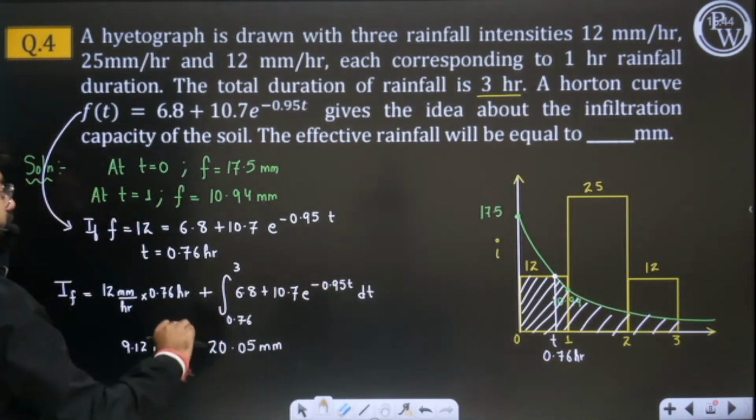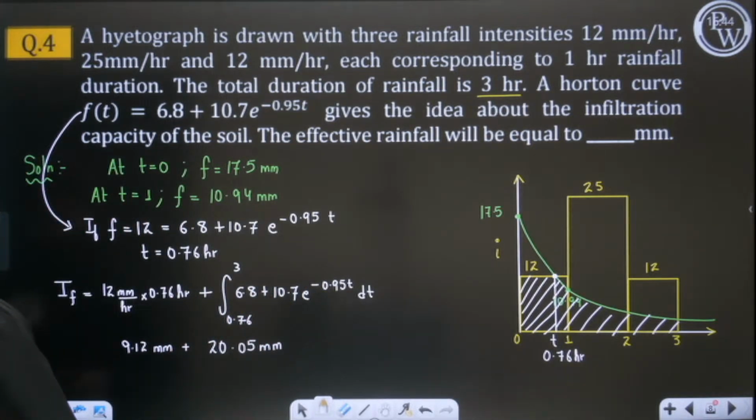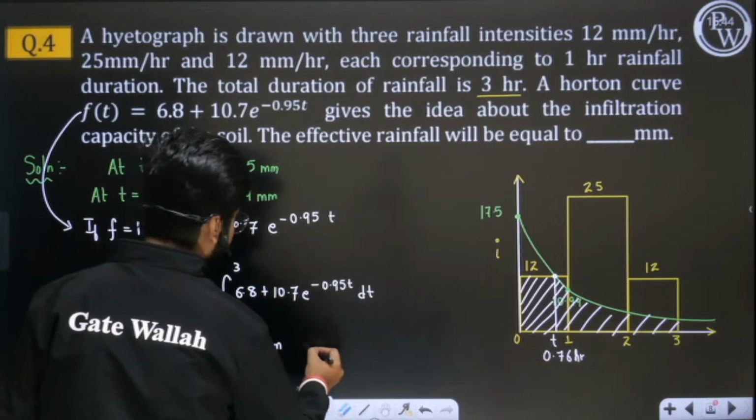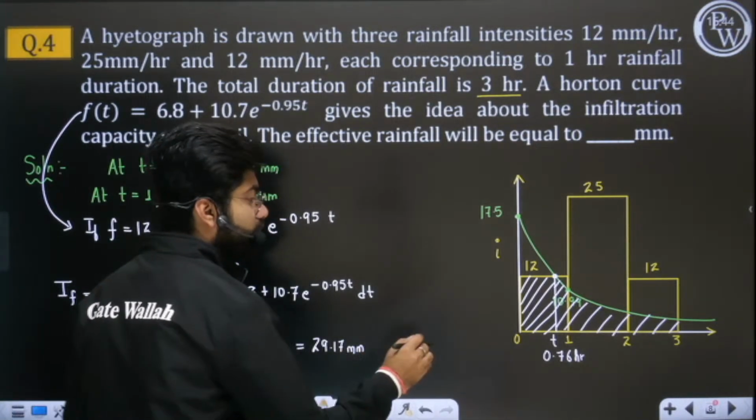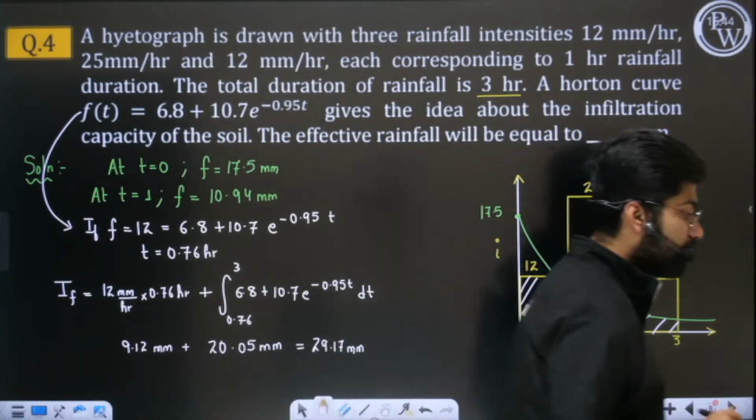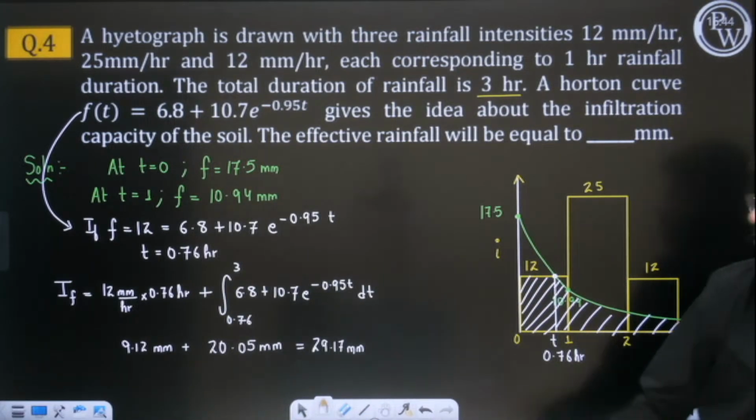I hope you are able to solve it. So if you add them, this will be 29.17. So this is your total infiltration, 29.17.